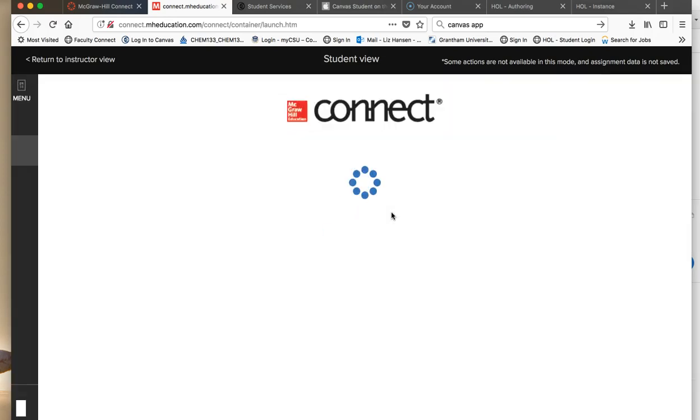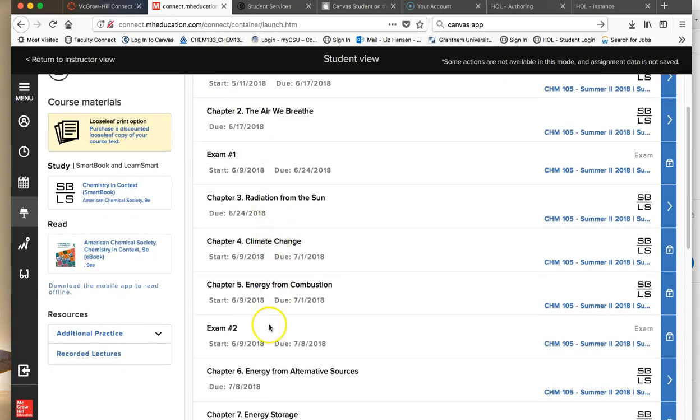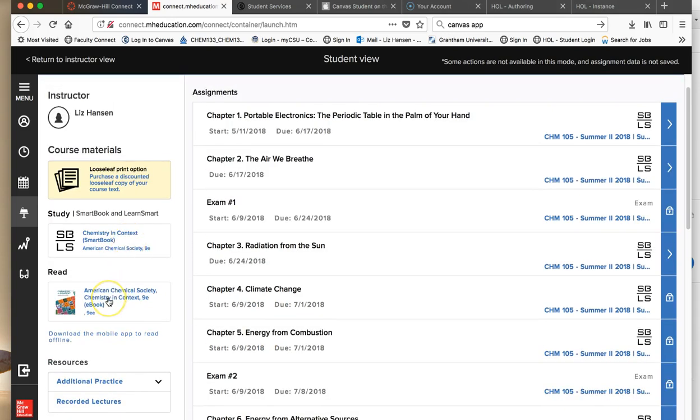You'll have several options. You'll be able to see our assignments, and again, you'll see they're in order: Chapter 1, 2, then an exam. Chapter 3, 4, 5, then an exam. Over here on the left is your textbook. It's an ebook unless you've purchased a hard copy. If you want to purchase a loose leaf, they sell it to you at a discounted rate. I'm not sure what that is.